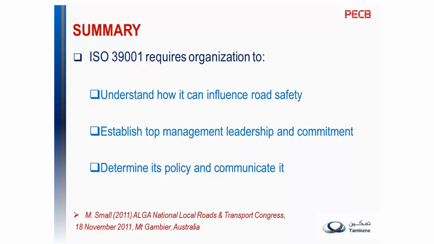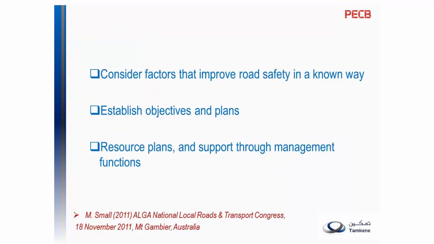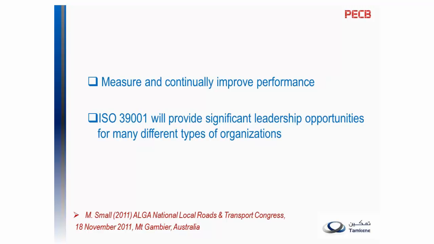In summary, the ISO 39001 requires our organization to understand how it can influence road safety. Importantly, you have to establish the top management commitment and leadership, and also to have a policy in road traffic safety and to communicate it. Other factors that improve road safety are part of the aspect as well. Then establishing your programs and plans, putting up your resources and support through management action. And you have to measure and improve your performance thereby.